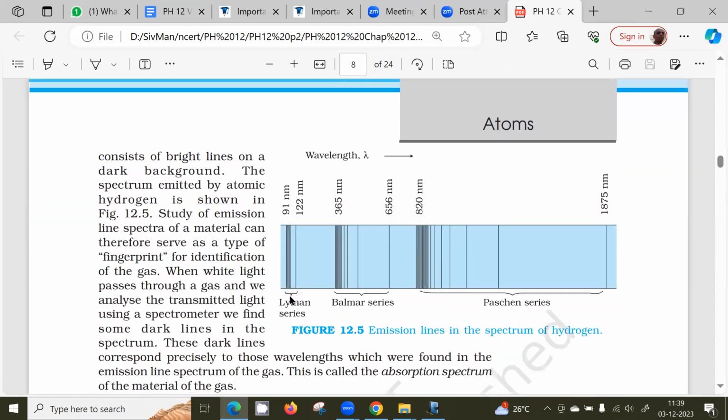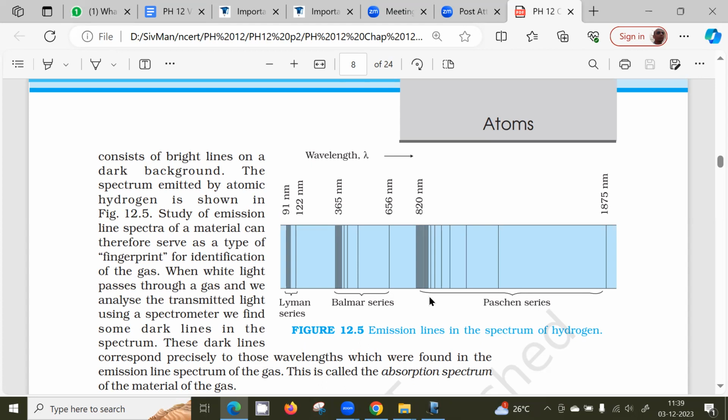This one is the Lyman series. So this minimum wavelength, which corresponds to maximum frequency, is the jump from infinity to n equal to 1. And this is the minimum frequency or the maximum wavelength. This will correspond to the jump from n equal to 2 to n equal to 1. Balmer series is the next one. So this minimum energy corresponds to the jump from n equal to 3 to n equal to 2, because the final state is n equal to 2.